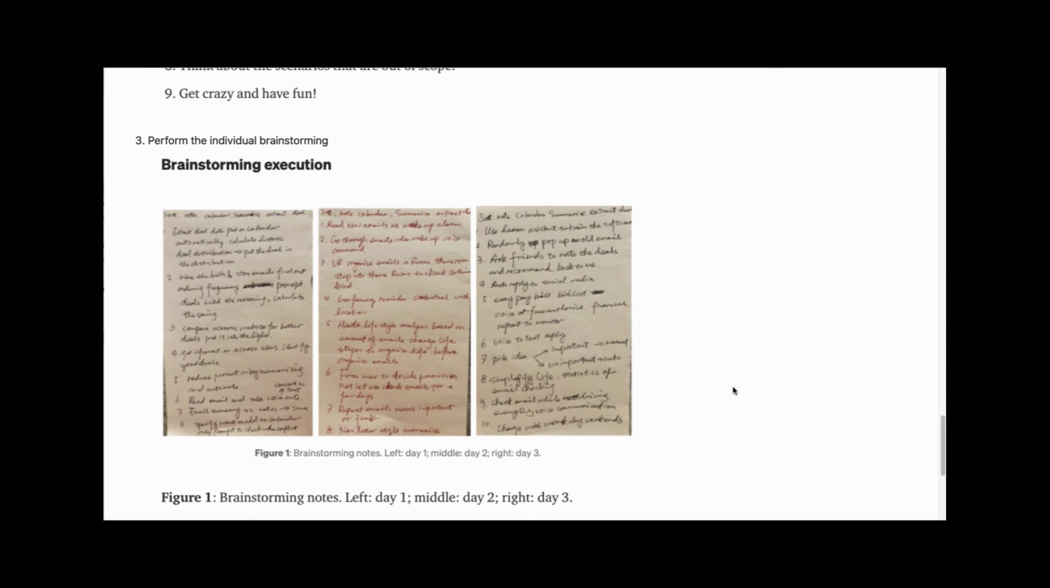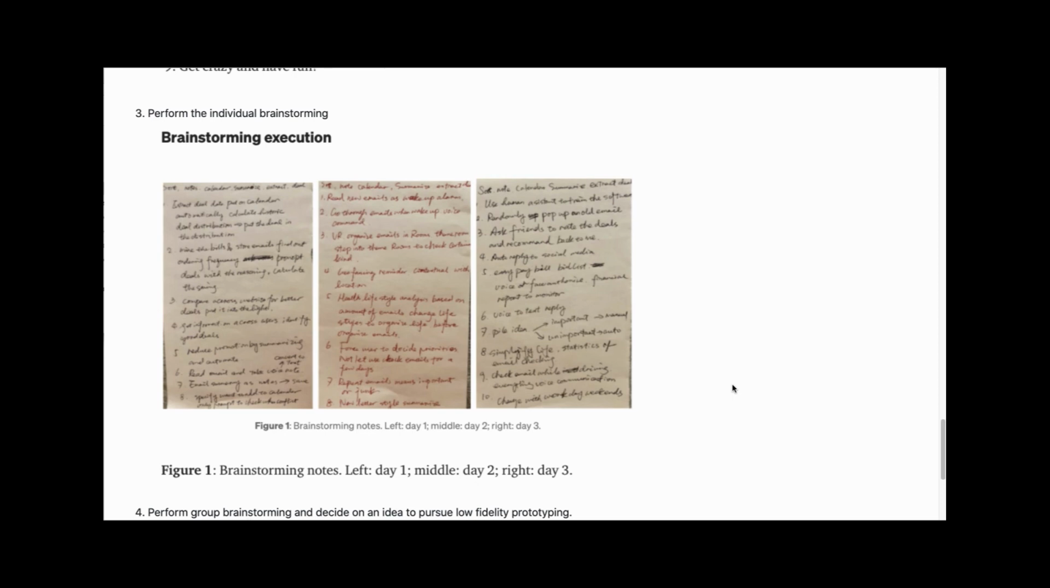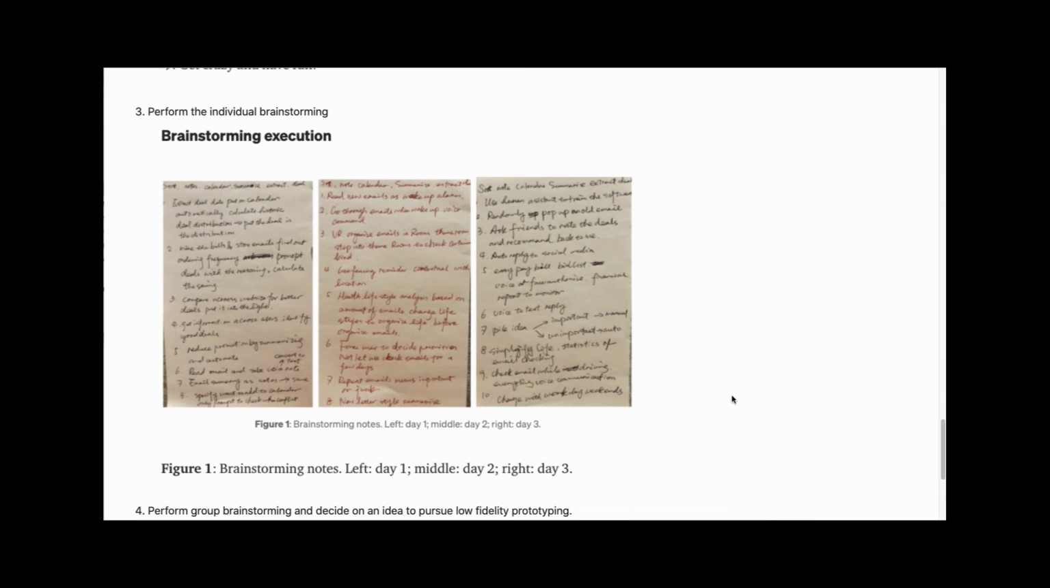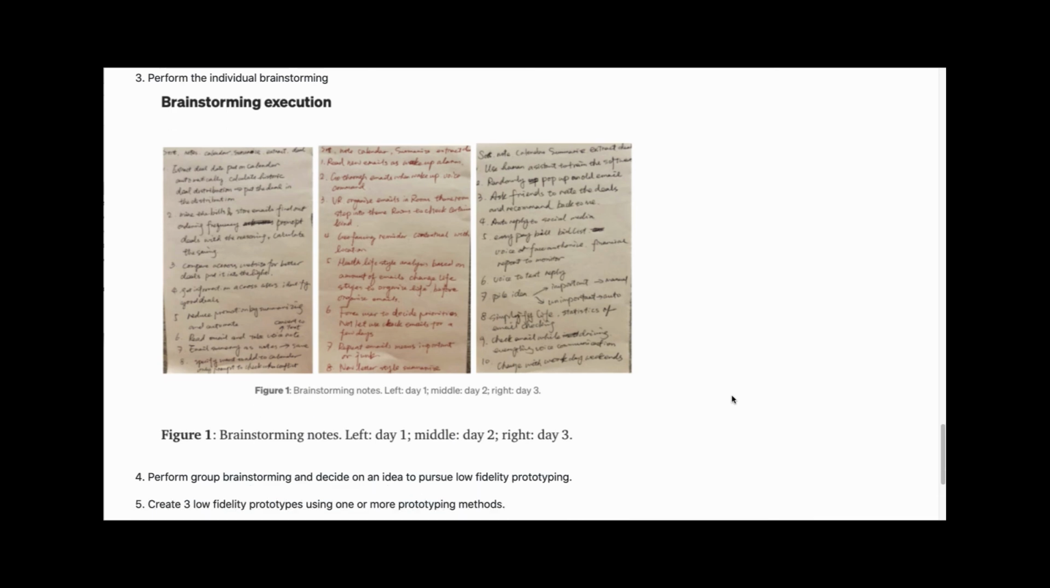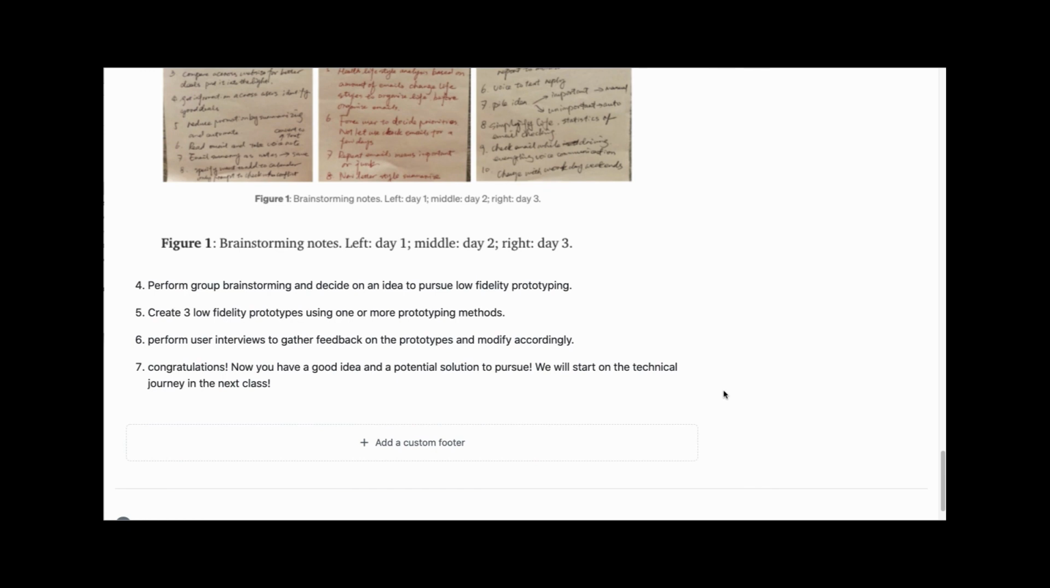Then perform the individual brainstorming. Here is an example of an individual brainstorming outcome, so you can simply draw your ideas on paper. It is beneficial to have brainstorming at different times, and you can see this brainstorming was done on 3 different days. Try to reach 20 ideas for each of those brainstorming sessions. After that, perform group brainstorming and decide on an idea to pursue for low-fidelity prototyping.